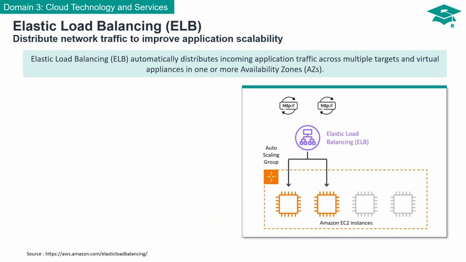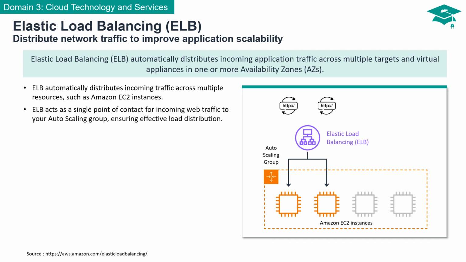Elastic Load Balancing or ELB is a powerful service that automates the distribution of incoming application traffic across multiple targets and virtual appliances, all within one or more availability zones. Here are some key points to understand about ELB. ELB automatically spreads incoming traffic across various resources, such as Amazon EC2 instances, creating an efficient load distribution system. Acting as a central hub for incoming web traffic, ELB provides a seamless way to ensure even distribution to your auto-scaling group. By distributing requests evenly among multiple instances, ELB prevents any single instance from becoming overloaded, resulting in a smoother and more responsive application.